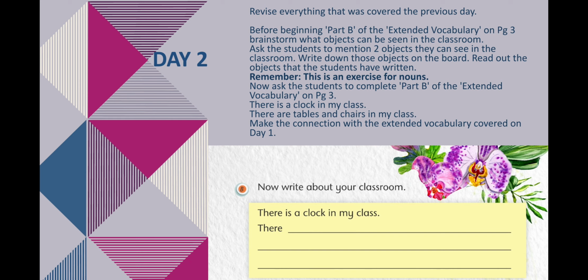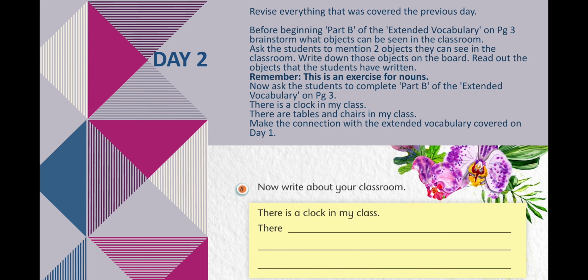This is how brainstorming is done. Different ideas, words, things, and sentences are gathered, and they are written on one page, a chart, or the board. You have to remember that this is an exercise for nouns. You're not telling the students what a noun is at this stage, but you are sticking to nouns.